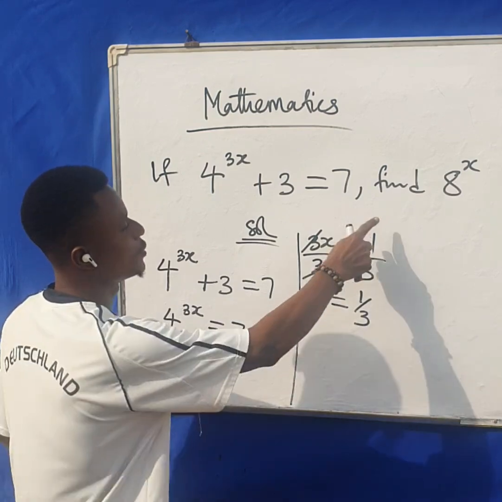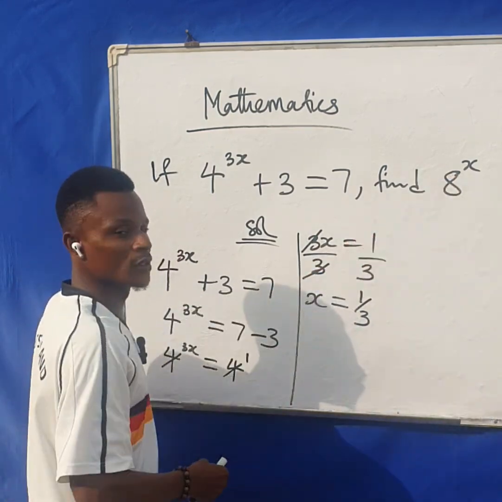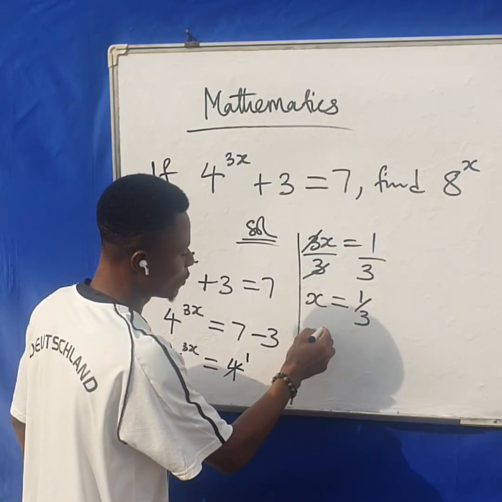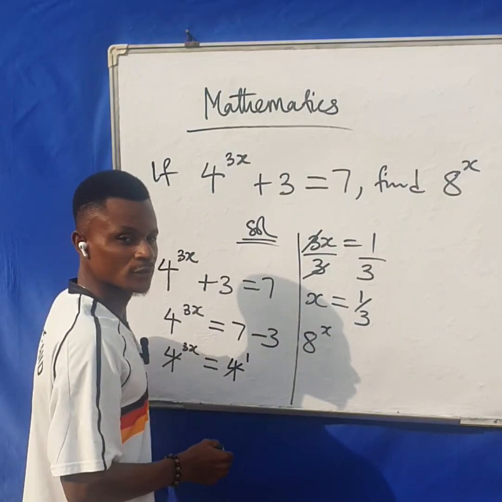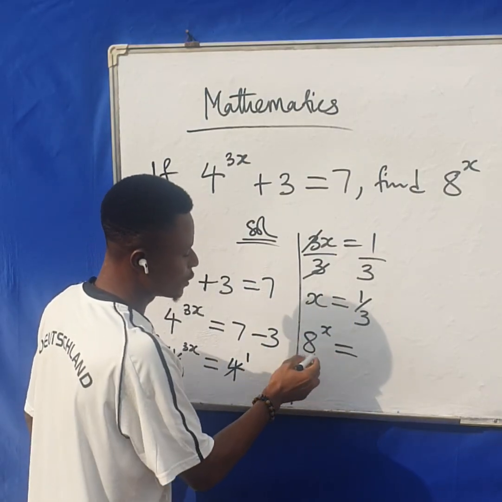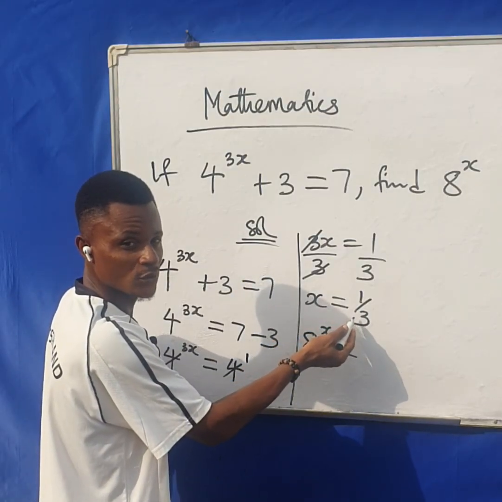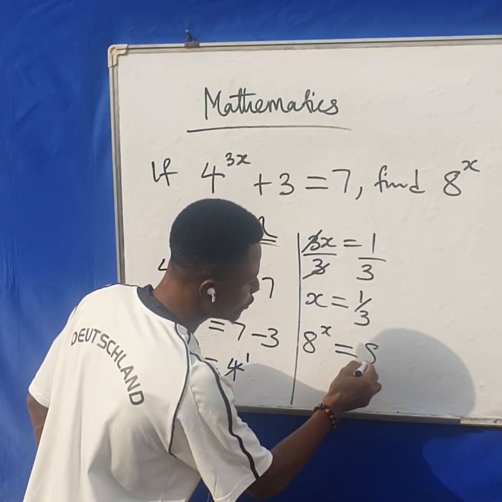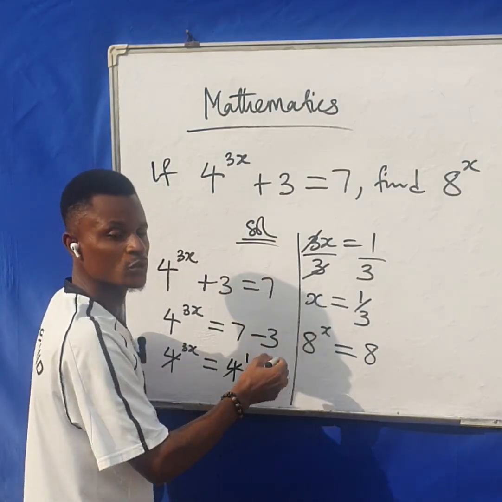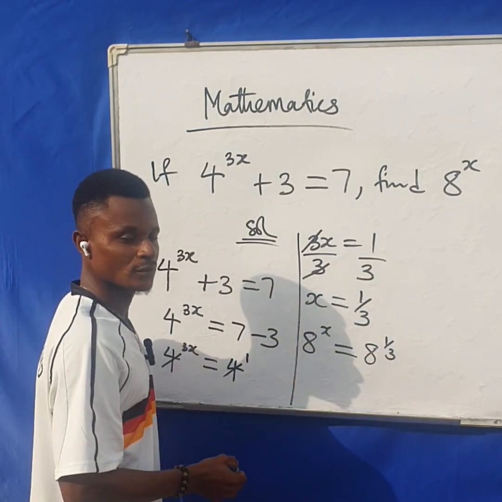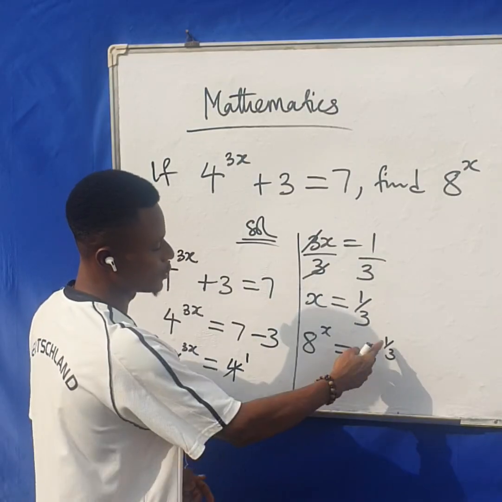But they said we should find 8 raised to the power of x. So let us write down what they asked us to find. 8 raised to the power of x. Now what we are going to do is, in place of this x, we are going to put 1 over 3. You understand? So we are going to have 8 raised to the power of 1 over 3. Now let us evaluate this.